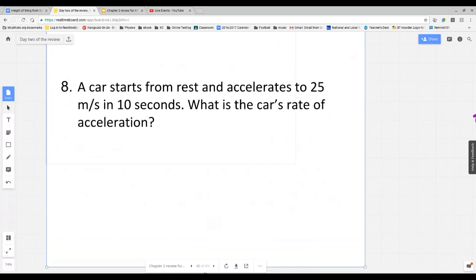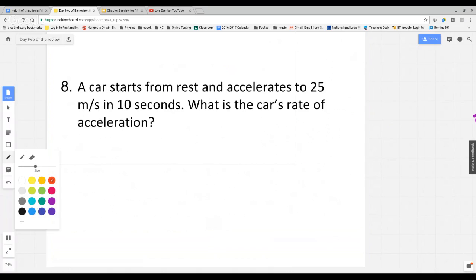All right, 8. I'm going to go to purple now. A car starts from rest and accelerates to 25 in 10 seconds. What's the rate of acceleration?